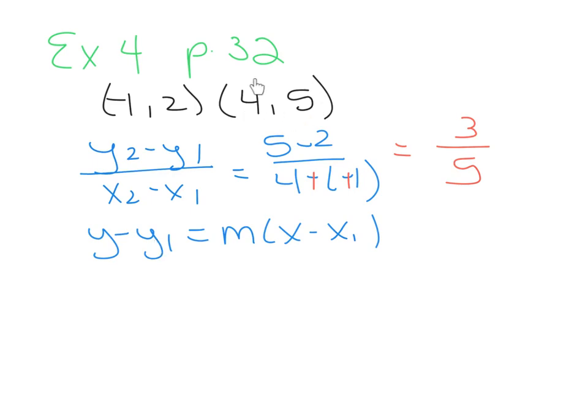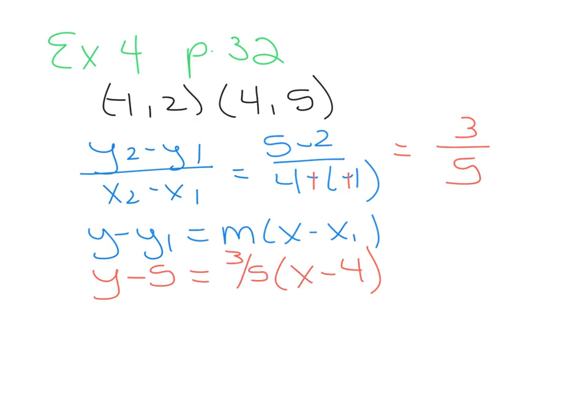Again, this one has higher numbers, this one has the double negative. Your book uses this one, so I think I'm going to go ahead and do that too, just so that if you're following along with your book. So that's going to come out to be y minus 5 equals 3/5 times x minus 4.